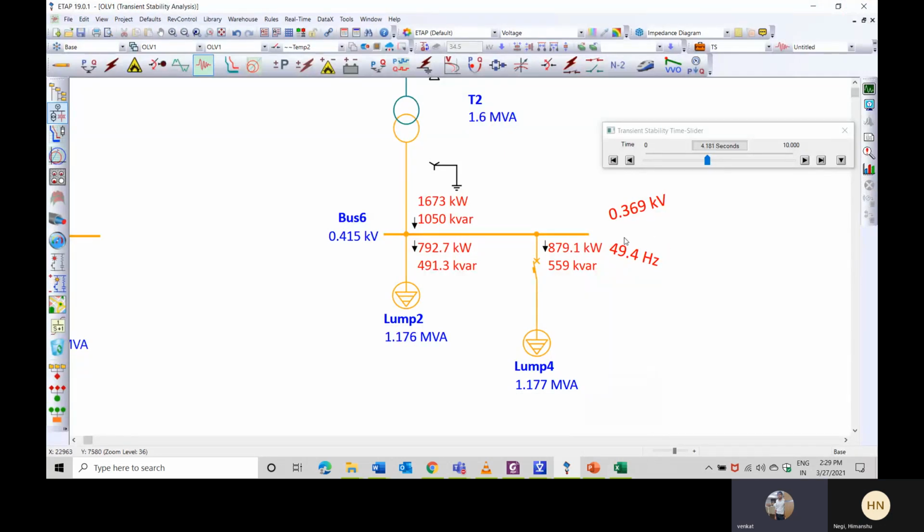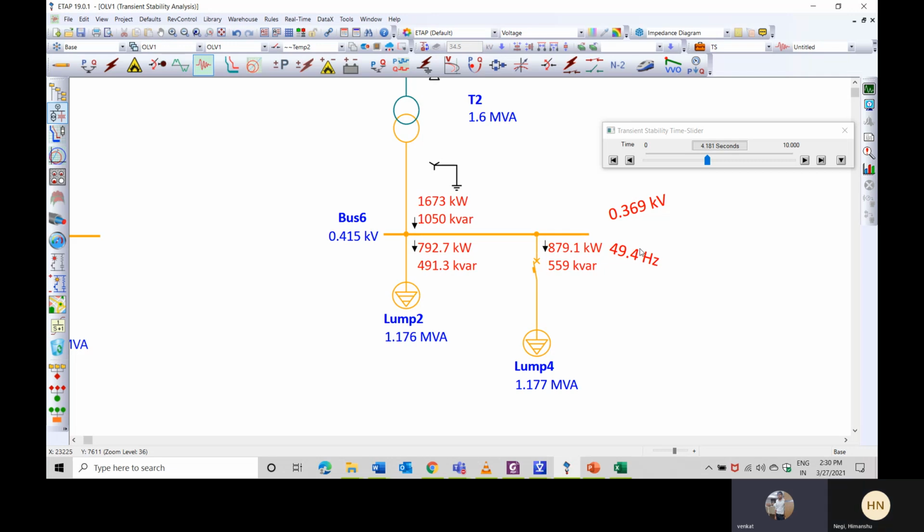What is the change in frequency here? It is 49.4, right? What is the old value, which is 50, right? Then what will be my equation? 50 minus 49.4 divided by 49.4. Just calculate it and tell me the values. It is 0.0121.